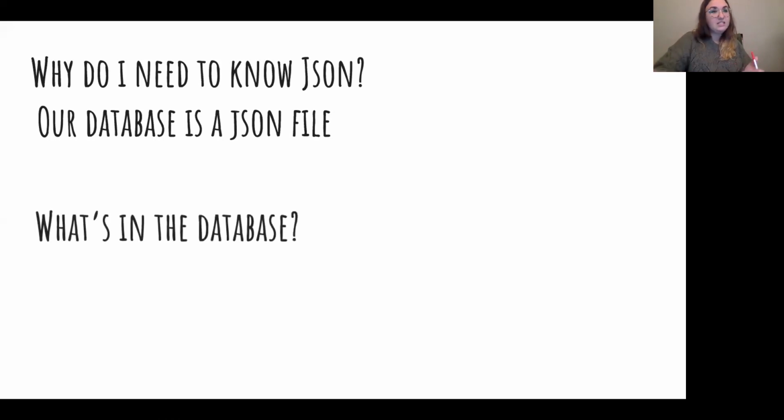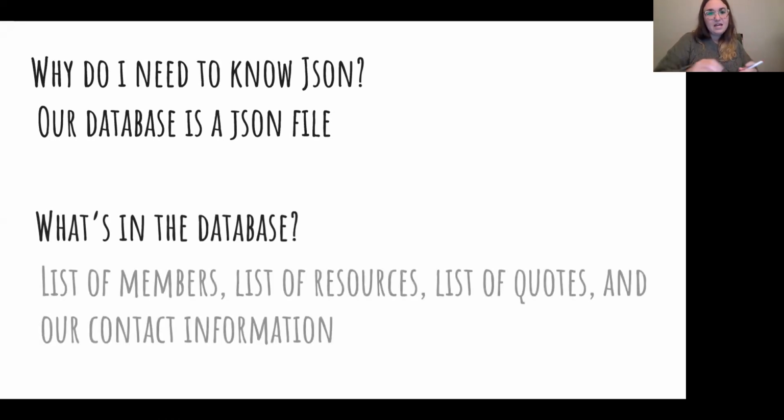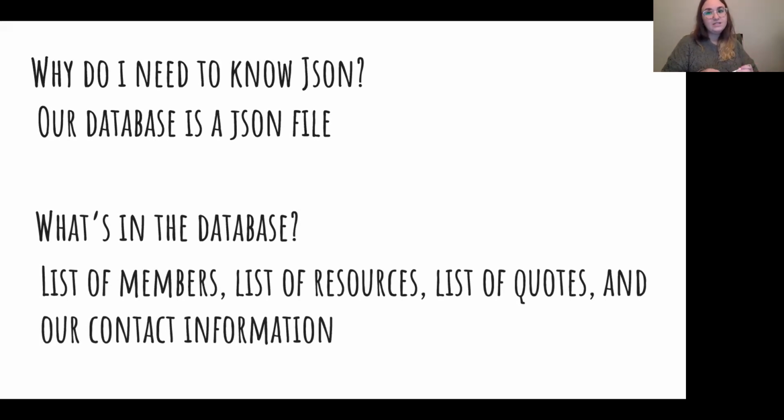So an important question is, what is in our database? And in this case, we have a list of members, we have a list of resources, we have a list of quotes, and we have the Women Who Code Cincinnati contact information. So that's a lot to go over. So we're really going to deep dive into how we take one of these members, build a JSON object of that, and what that looks like in a list. And then we can do the same exercise for resources and quotes on your own time.